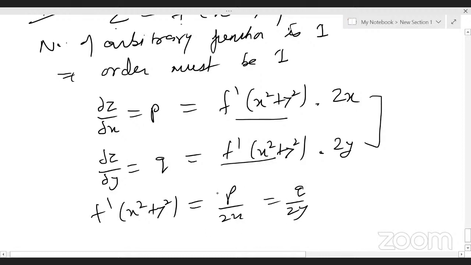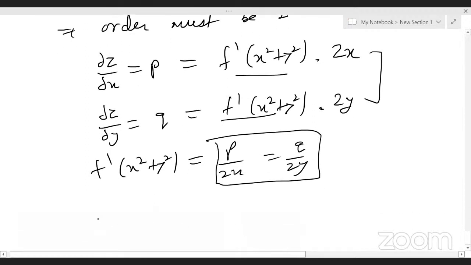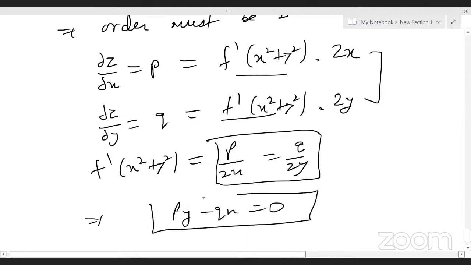And now using these we can find our equation, right? The function has been eliminated from this. py minus qx is equal to 0. This is the desired equation. Very, very easy question.